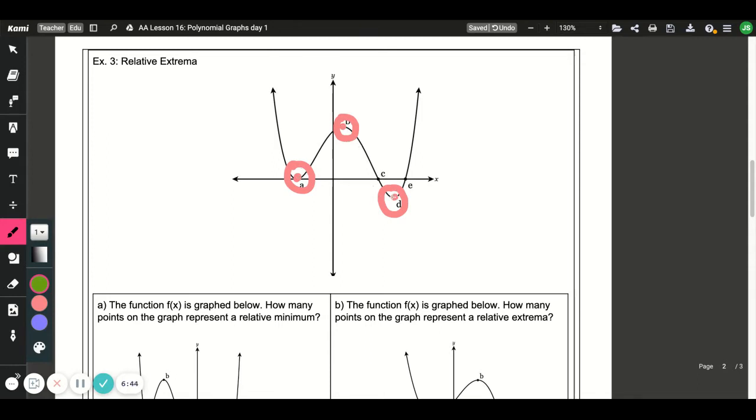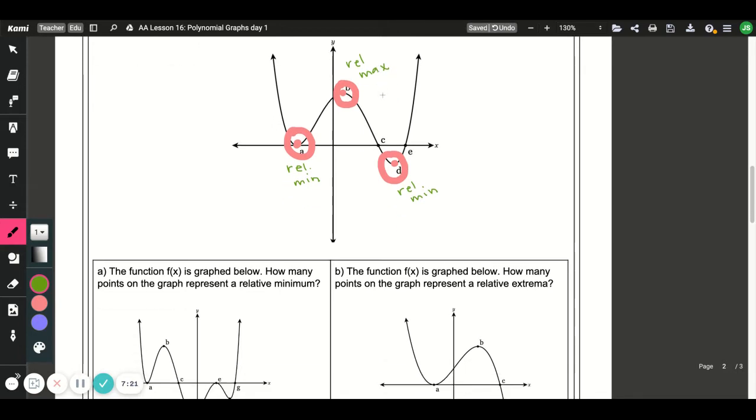If they ask you for an extreme minimum, that means the ones that are at the bottom, right? This point's at the bottom of that little curve, so that would be a minimum. D is at the bottom of that little curve, so that's a minimum. B up here is at the top, that's a maximum. So this is a relative min. This one is a relative min. And this one is a relative max. So read the question carefully, which of those 3 things they're asking for.